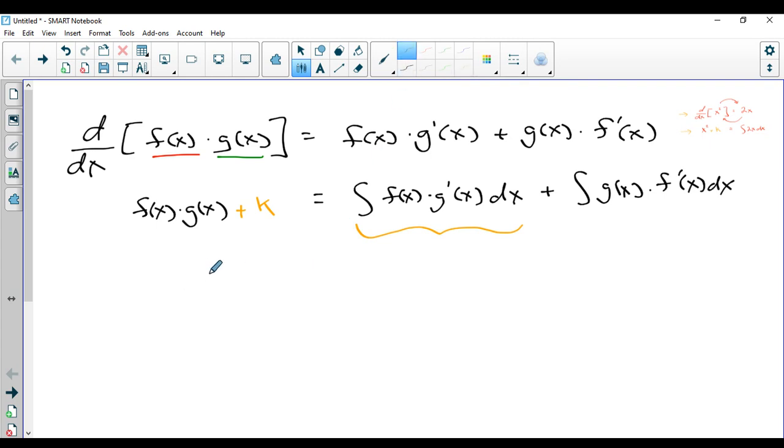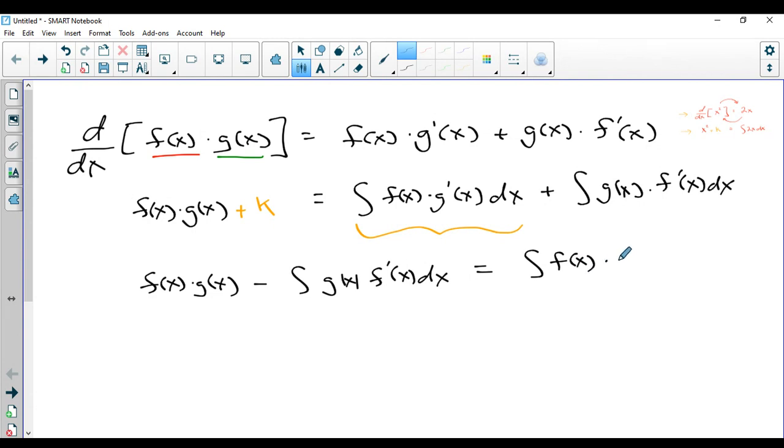So I'm going to write, okay, let's see here. I have f of x times g of x, because that's on this side of the equal sign. I'm now going to subtract this integral here, which is going to be g of x times f prime of x, and then that's going to equal the integral of f of x times g prime of x dx. Now, kind of a little wacky, because you're like, well, what did you do with the plus k? Well, k is a constant.